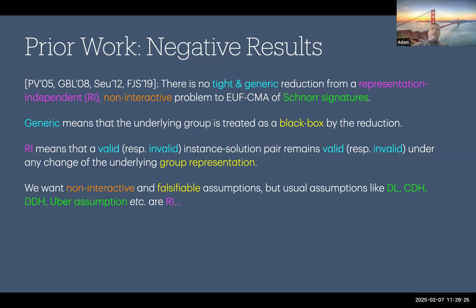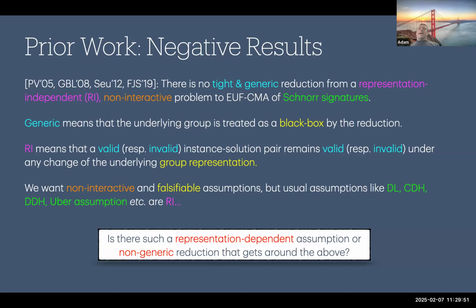But they prove that the problem is now that all the common assumptions that we use are representation independent. And this says that if you're using a representation independent assumption, you run into a problem which is more fundamental. So broadly speaking, the question we ask is: is there a representation dependent assumption or a non-generic reduction that gets around this impossibility?